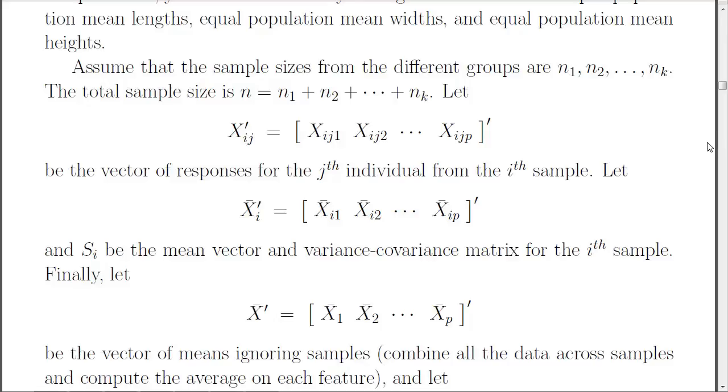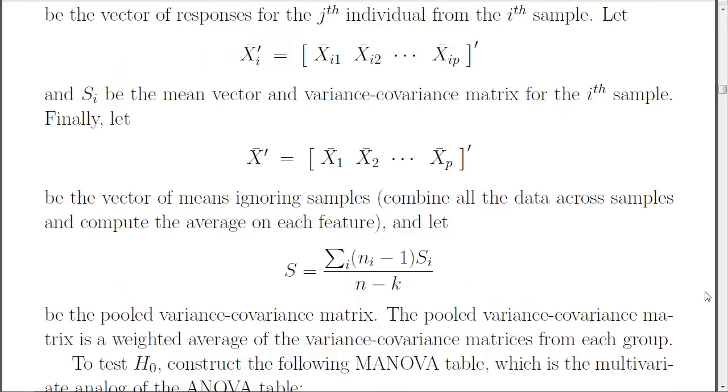So just a way of notating, we need 3 subscripts because we have 3 different dimensions that we're looking at: individuals, samples, and which feature. Finally, we can calculate the sample mean for each group. So i is females and males, and this is just the mean over all the lengths, all the widths, and all the heights of the shells. And we also have a grand mean over all individuals in the data set.